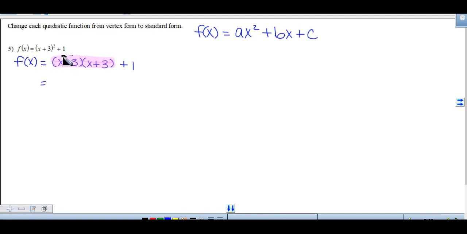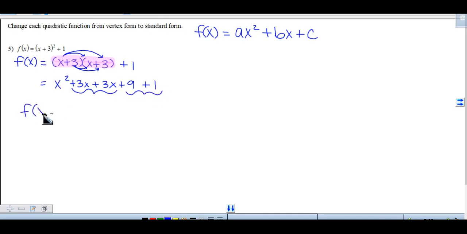In FOIL, we do double distribution. We take the first term and multiply it times both terms in the second parentheses, and we get x squared plus 3x. Now we'll go back and take the second term and do the same thing. That gives us 3x plus 9. And now we can write down this plus 1. Now that we got rid of all of our parentheses, we can combine the like terms. So our final answer is f of x is equal to x squared plus 6x plus 10.